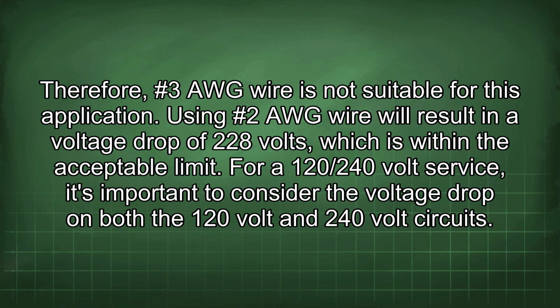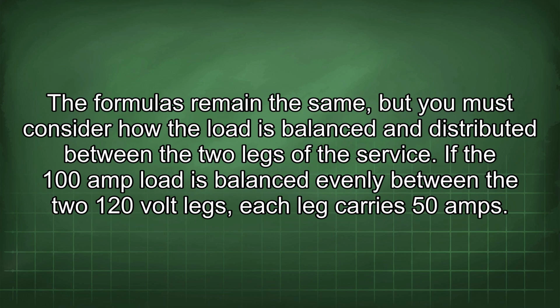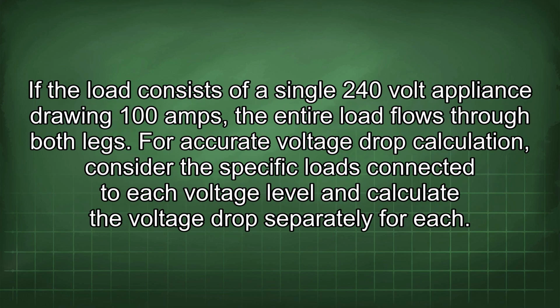For a 120/240 volt service, it's important to consider the voltage drop on both the 120 volt and 240 volt circuits. The formulas remain the same, but you must consider how the load is balanced and distributed between the two legs of the service. If the 100 amp load is balanced evenly between the two 120 volt legs, each leg carries 50 amps. If the load consists of a single 240 volt appliance drawing 100 amps, the entire load flows through both legs.